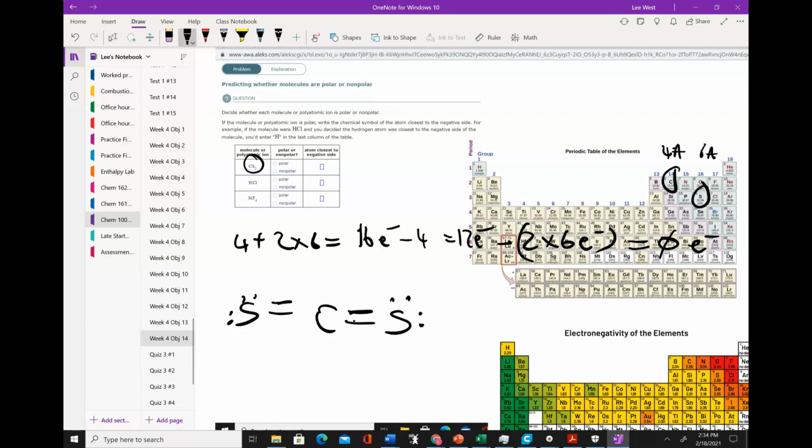So when I look at the central carbon, it only has one kind of thing attached to it, which is a sulfur atom. So this guy will be non-polar. That's good because then I don't have to worry about what atom is closest to the negative side of the molecule. So now we can move on and start work on the next one.